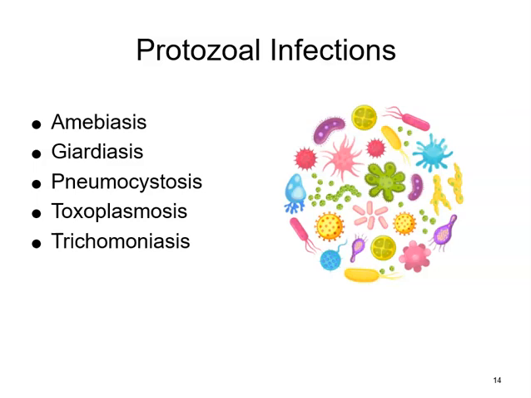Giardiasis, or Giardia infection, is an intestinal infection caused by the parasite Giardia lamblia. It is one of the most common causes of waterborne disease in the United States. The symptoms include watery diarrhea, greasy, foul-smelling stools, bloating, nausea, vomiting, and loss of appetite. Again, it spreads through contaminated water, contaminated food, and person-to-person contact.